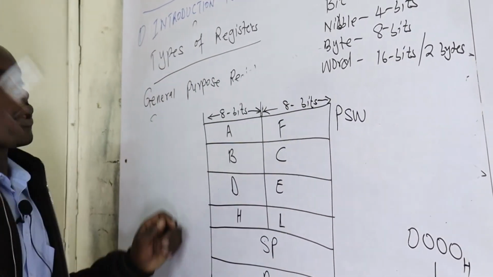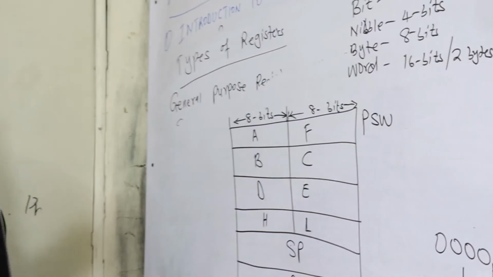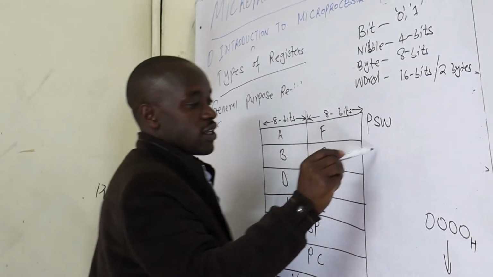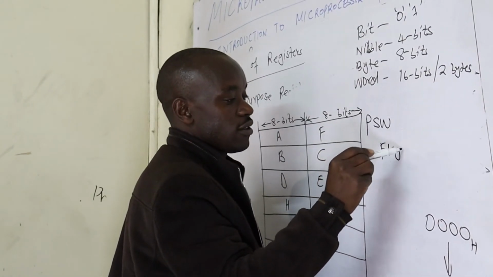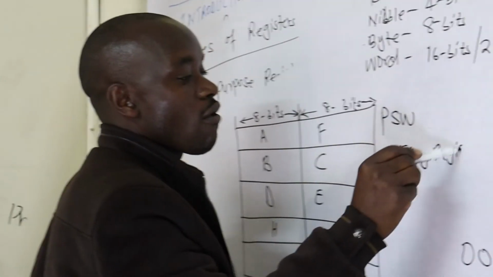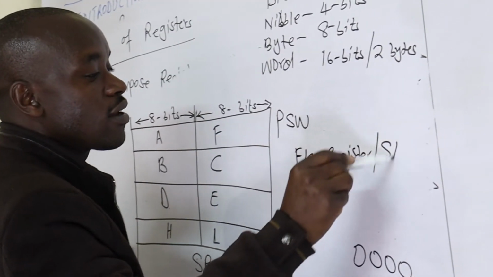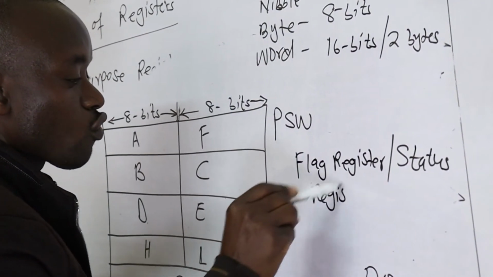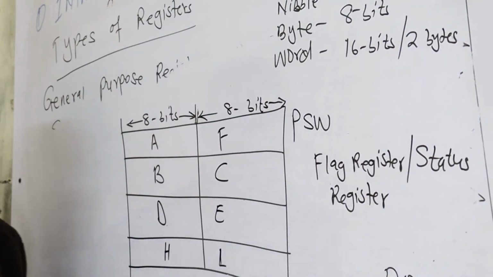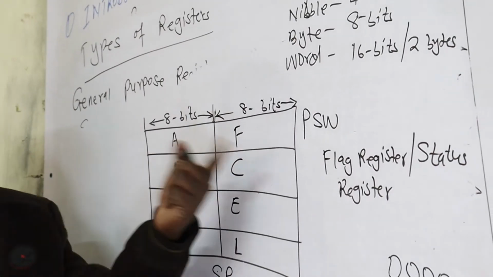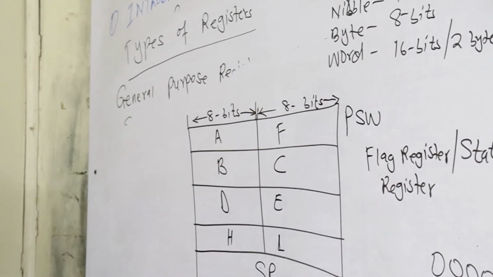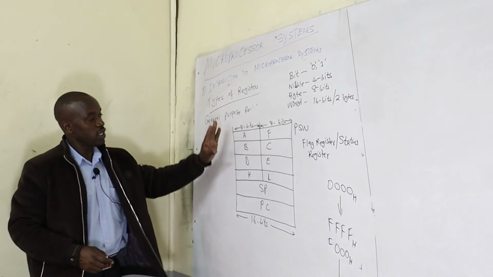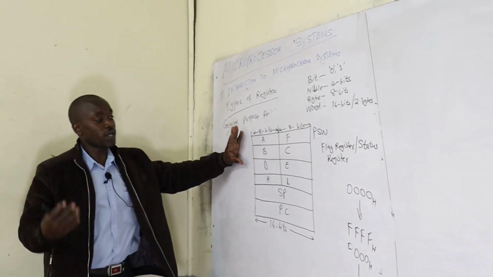So that one also has come to our note that the flag register, another name for flag register is the status register, because it tries to show some states of some conditions. It's also known as the status registers. So basically, these are the registers which we are going to use in our programming.